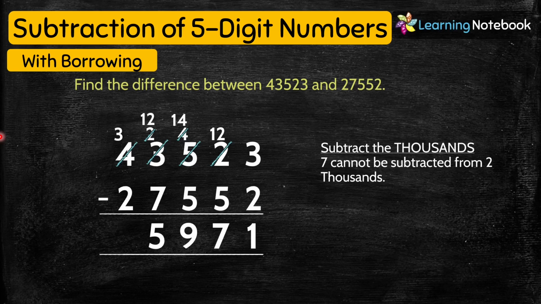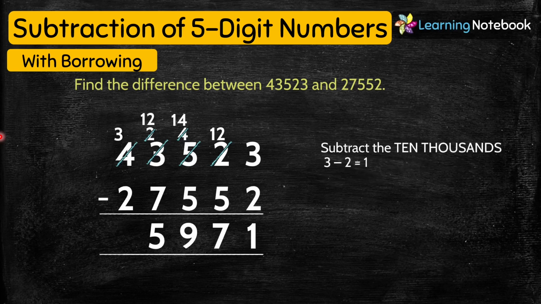And lastly, we will subtract the digits at 10,000s place. 3 minus 2 equals 1. So students, the answer is 15971.